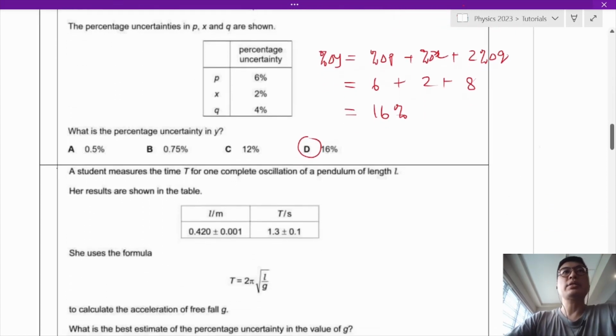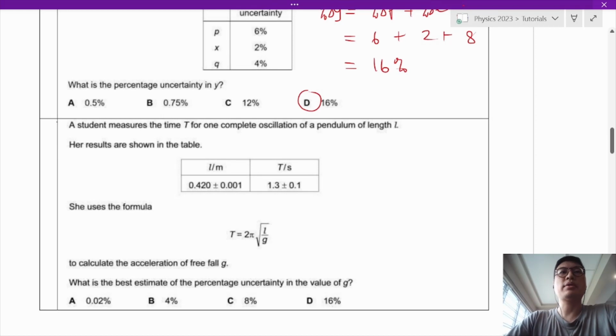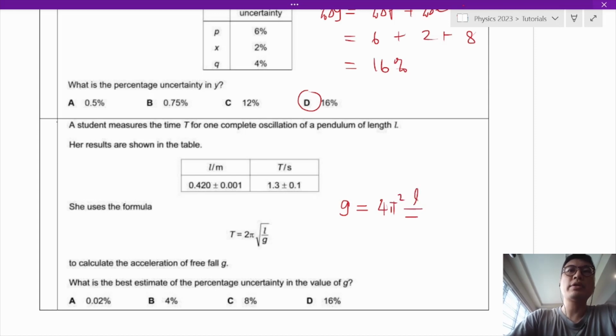Next, a student measures the time T for the complete oscillation of a pendulum. The results are shown in the table. What is the best estimate of the percentage uncertainty in the value of g? So first of all, we need to rewrite the equation as g equals 4 pi squared L over T squared. So the percentage uncertainty in the value of g will be the percentage uncertainty in the value of L plus 2 times the percentage uncertainty in the value of T.